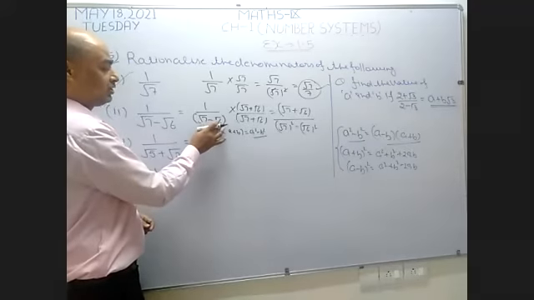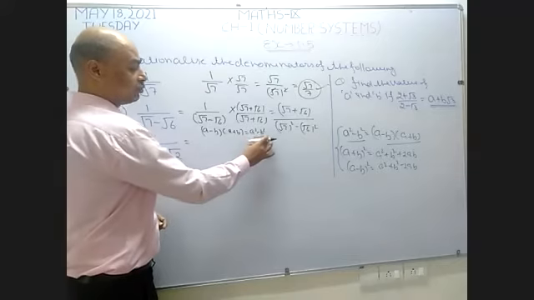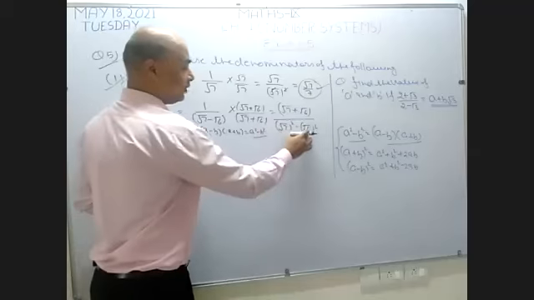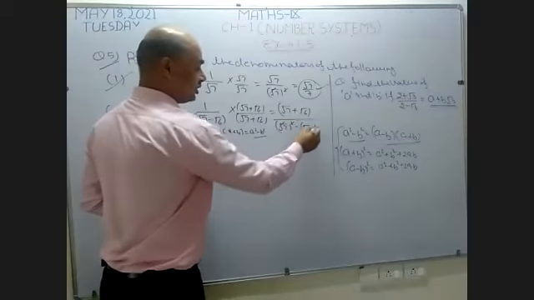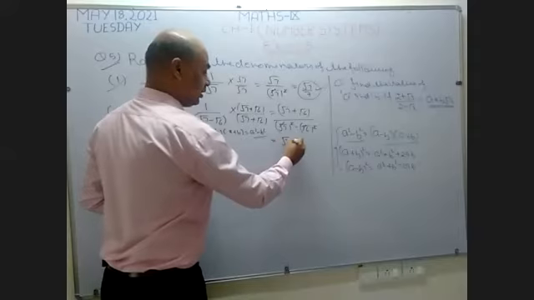So this becomes a minus b and this becomes a plus b. The identity of a minus b, a plus b is a square minus b square. A is root 7, so this becomes root 7 square. What is b? Root 6. So I write root 6 square. Now this is going to cancel. This is going to cancel. What is left? Root 7 plus root 6 upon 7 minus 6.